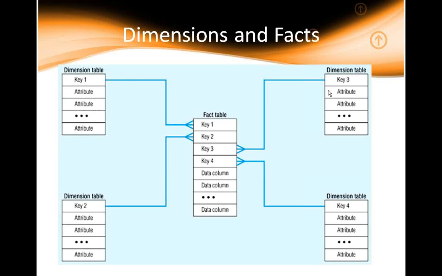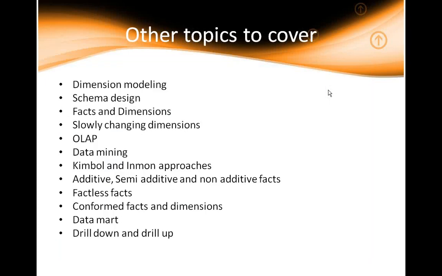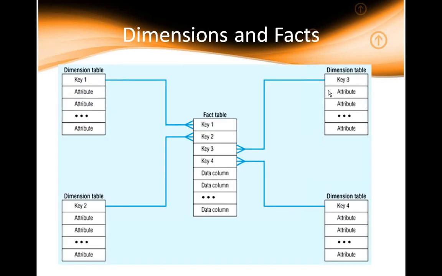So a set of related tables we call a schema. In a data warehouse we have two types of schemas: one is star schema, the other is snowflake schema. The one you are seeing is the star schema. This looks like a star, right?